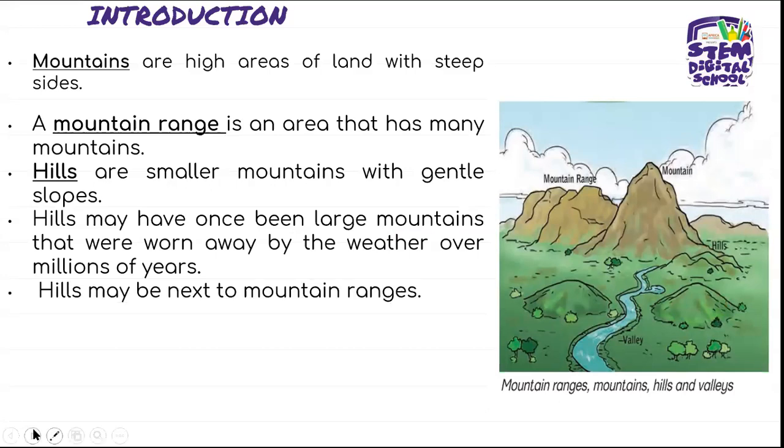Hills may be next to a mountain range. As you can see, they are next to mountains. You can see around here, this side, even this side, we have little hills, and this side, they are around mountains. Are we good?